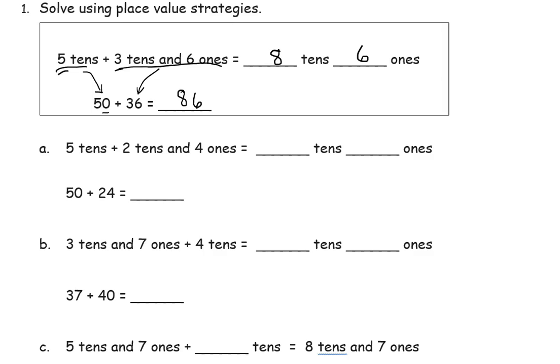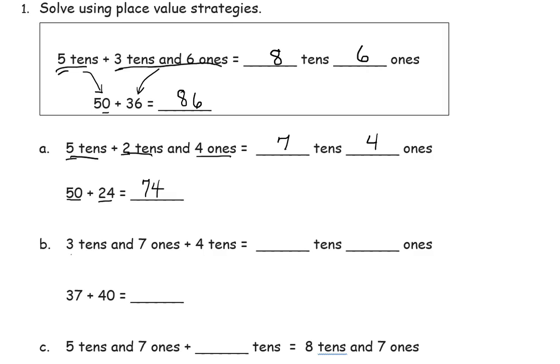Looking at the next question, I have 5 10s, and I'm going to add that to 2 10s and 4 1s. Again, my 1s will stay the same since I'm not adding any more 1s. Now I'll add the 5 10s and the 2 10s to get 7 10s. And we have the number form of that problem as well. 5 10s plus 2 10s and 4 1s is the same as 50 plus 24, so I still have 7 10s and 4 1s, or 74.